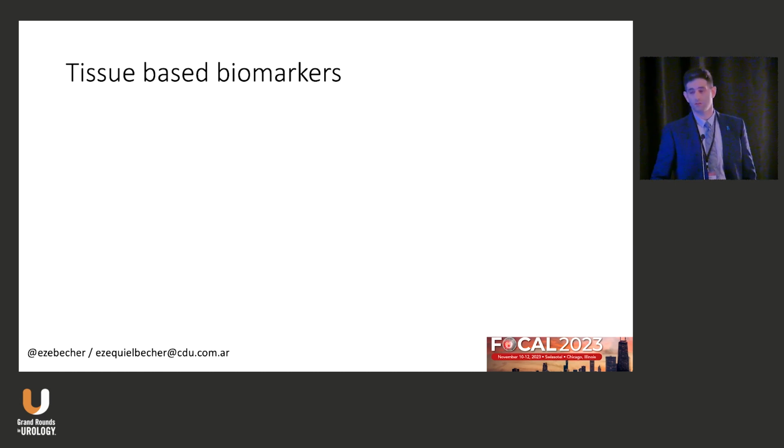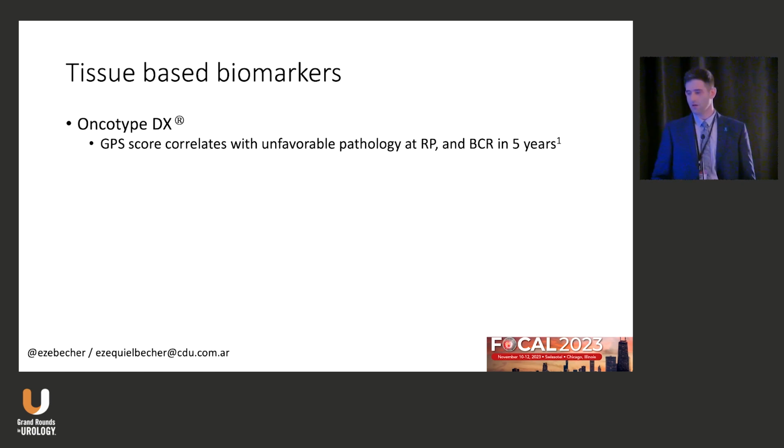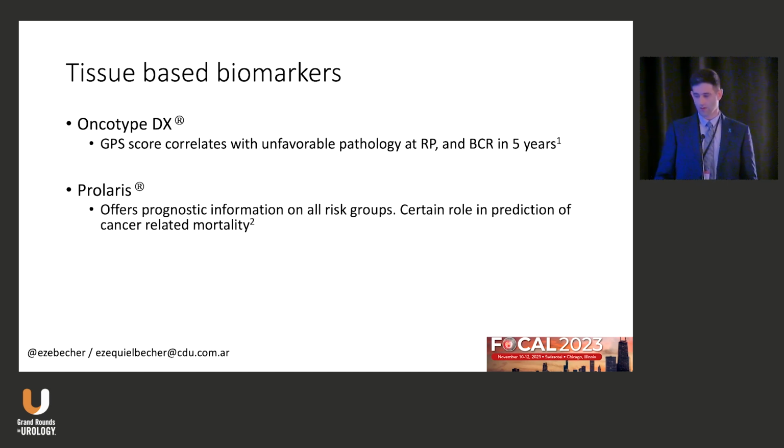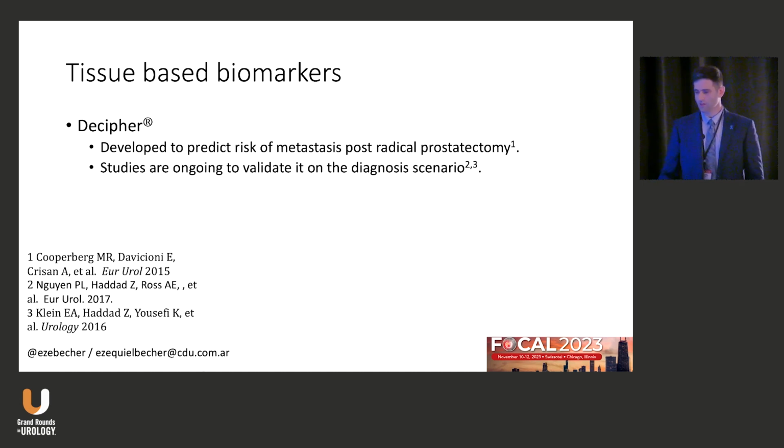How about tissue-based biomarkers? Well, there are a couple out there. We have the Oncotype, which gives you a GPS score that correlates with unfavorable pathology at radical prostatectomy and tells you about the risk of biochemical recurrence in 5 years. We have the Prolaris that offers prognostic information on all risk groups, and has a certain role in prediction of cancer-related mortality as well. And we have the Decipher, which was developed to predict risks of metastasis post-radical prostatectomy, but there are several studies ongoing to validate it in the diagnosis scenario.